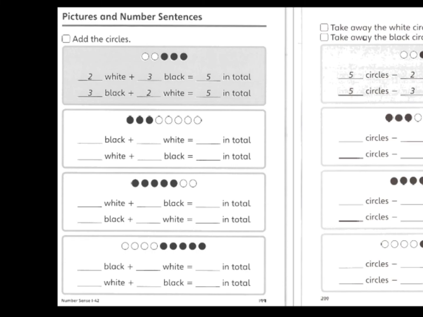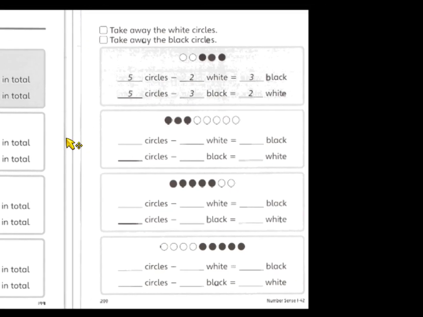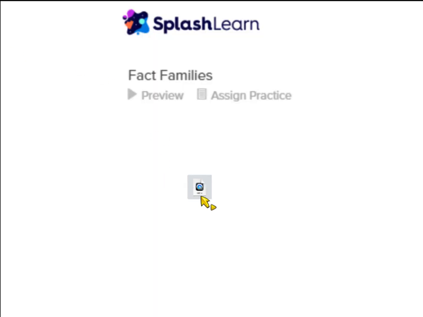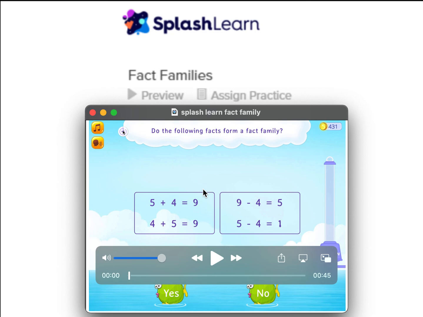All right, you have 2 pages to do in your math today. For the first one, we're doing adding. So you can see that they've even given you the colors, how many black ones and how many white ones, how many all together. Then you switch it. How many white ones and how many black ones equals how many all together. That's the first page, and on the second page you just do the takeaway. How many all together minus how many white ones equals how many black ones. And for more practice, you can do fact families in Splash Learn.